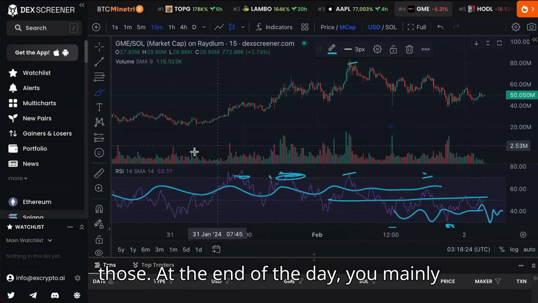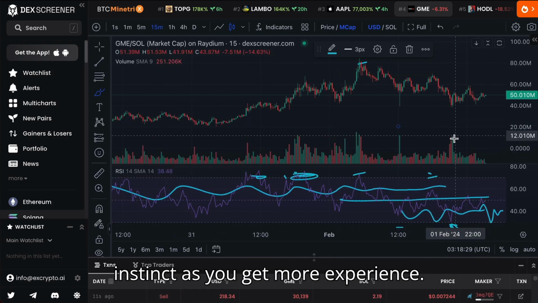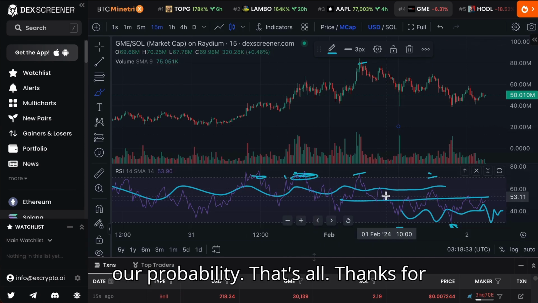At the end of the day, you mainly want to watch price action with the naked eye and make decisions and use your instinct as you get more experience. These are just tools that help increase our probability.